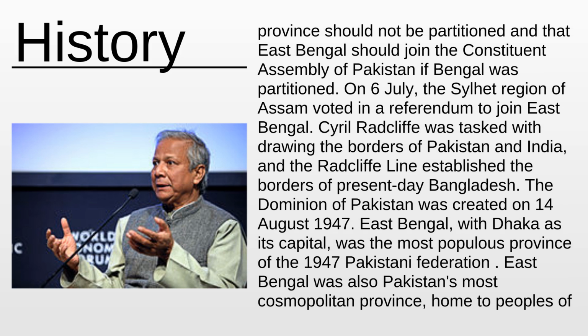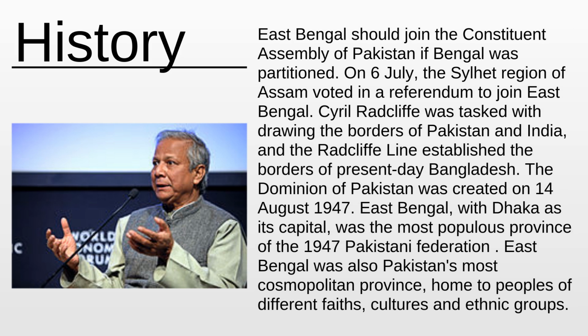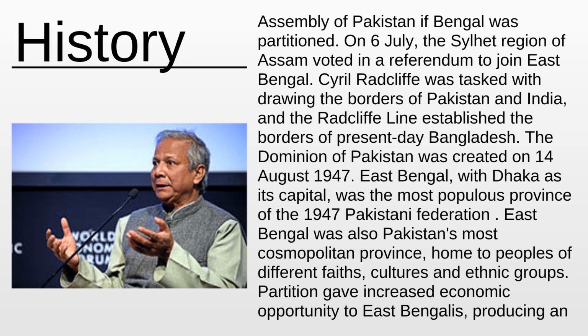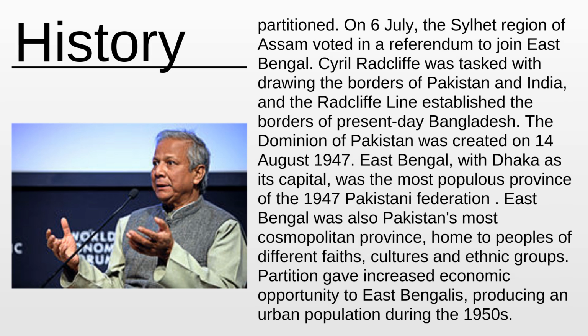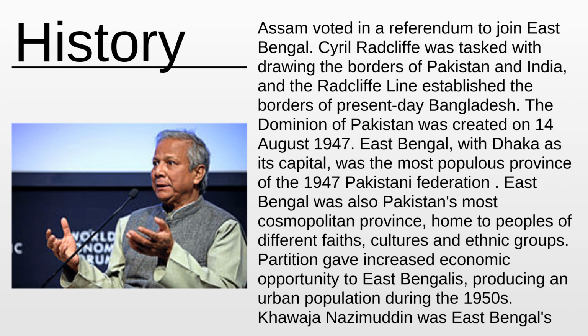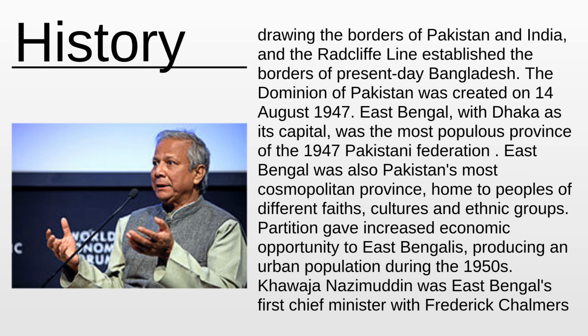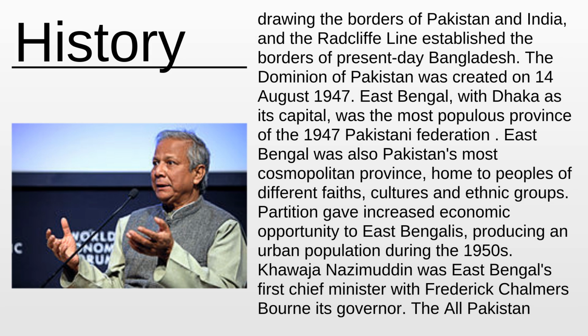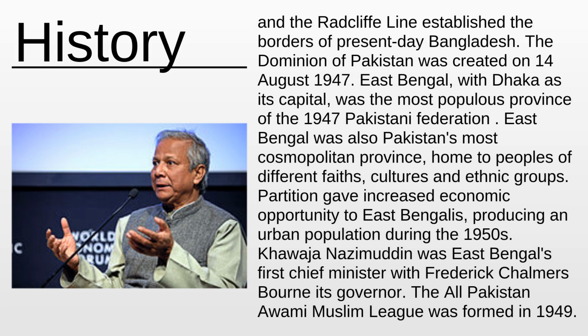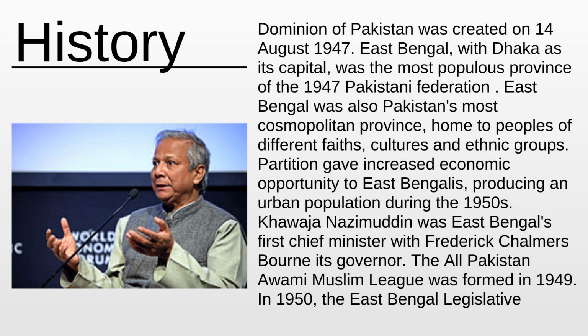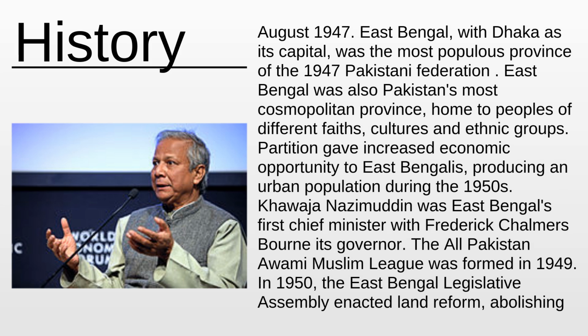On 6 July, the Sylhet region of Assam voted in a referendum to join East Bengal. Cyril Radcliffe was tasked with drawing the borders of Pakistan and India, and the Radcliffe Line established the borders of present-day Bangladesh. The Dominion of Pakistan was created on August 14, 1947. East Bengal, with Dhaka as its capital, was the most populous province of the 1947 Pakistani Federation.